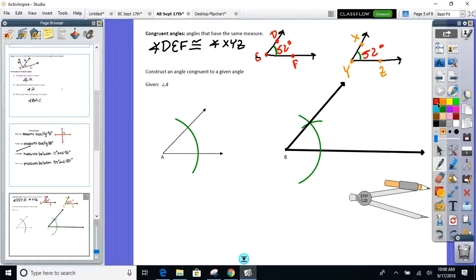What can you put on both angles that show that they're congruent? What did we just discuss here? Arc marks, yep. I'm just going to put 2 because we already have the original construction marks.